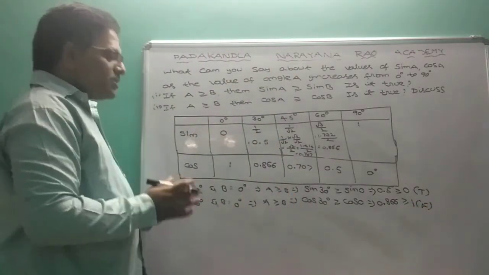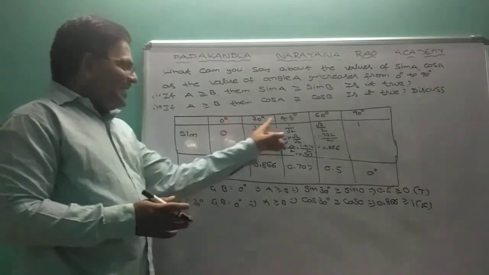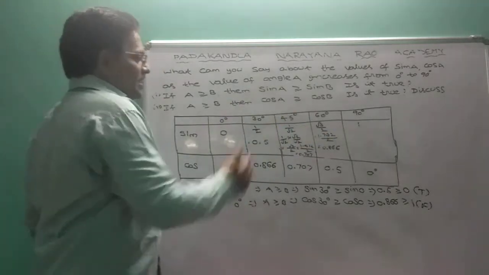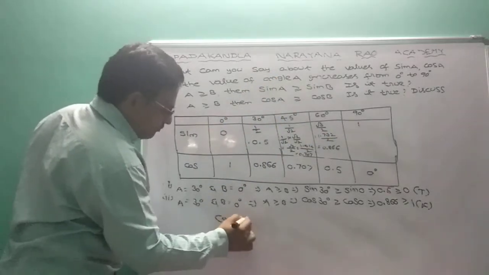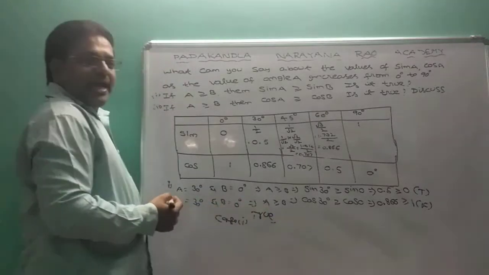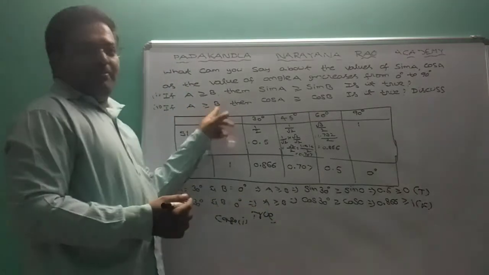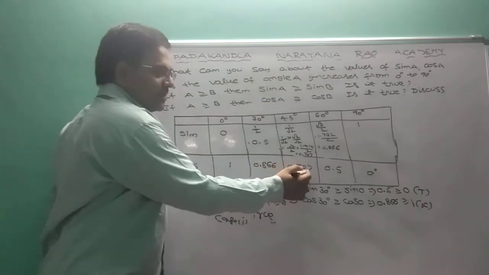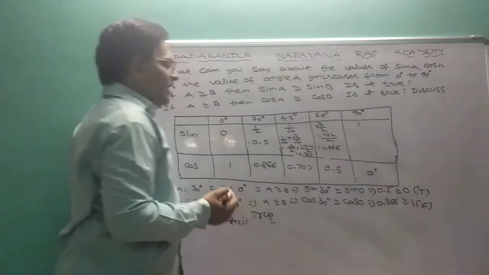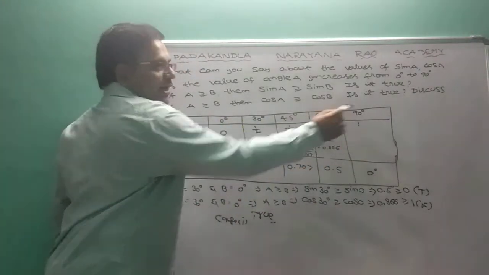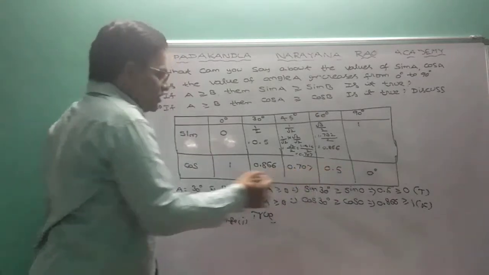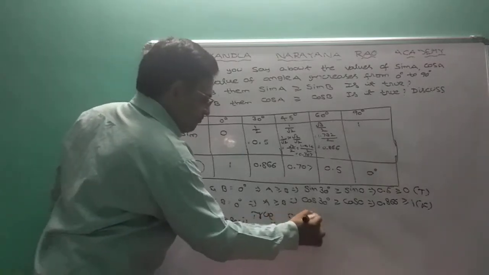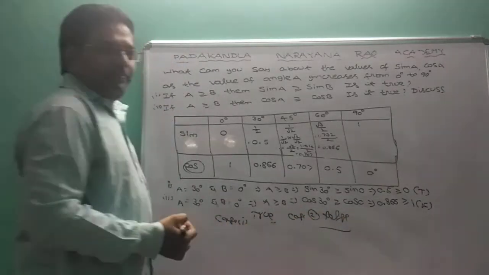So finally, what is the conclusion? Here angles are increasing, then sine values will be increasing. So case 1 will be true. Same situation, here the angles are increasing, but in the cos situation what happened? 1, 0.866, 0.707, 0.5, 0. That means angles are in increasing order, but values are decreasing in the case of cos. So case 2 will be false.